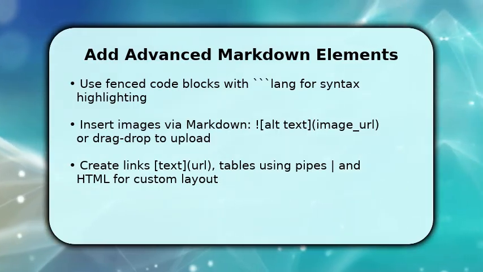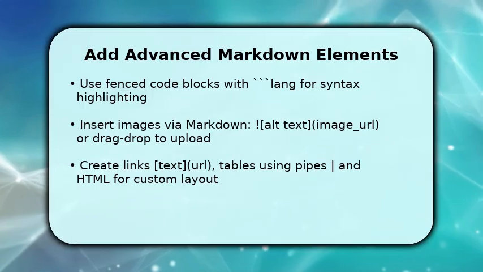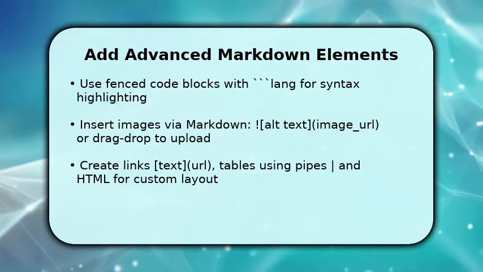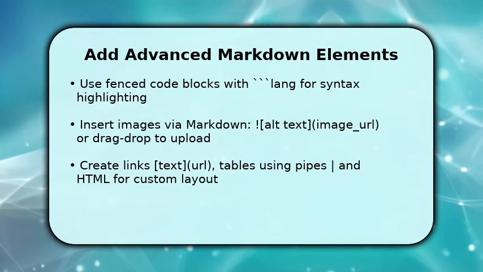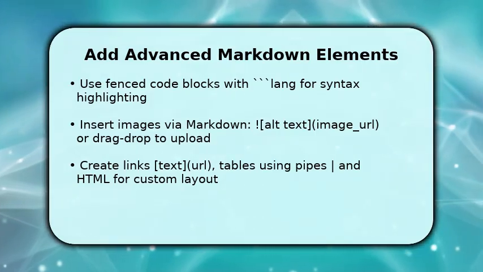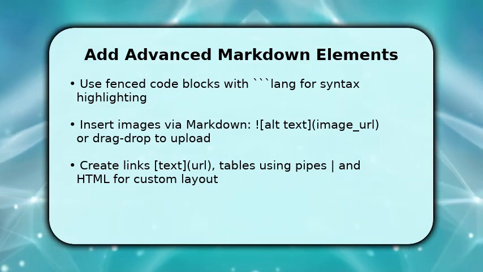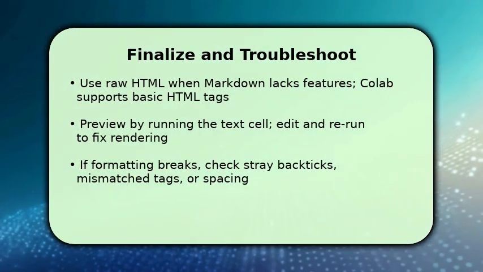To include images, either drag a file into the cell to get a URL or use standard Markdown image syntax. Once done, make tables quickly with pipes and dashes, or drop into HTML when you need precise alignment. Remember to preview by running the cell so you can iterate on spacing and visual hierarchy immediately. Finish by polishing headings, lists, and embedded assets so your notebook reads clearly.